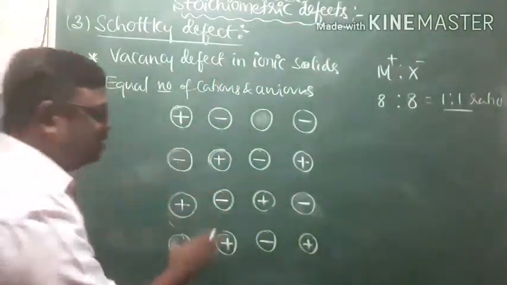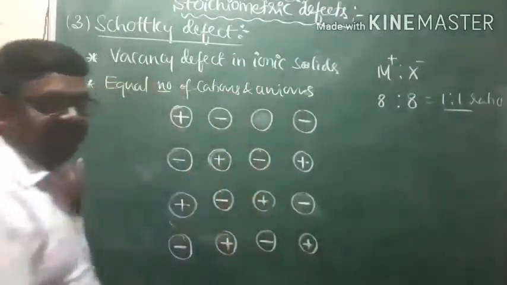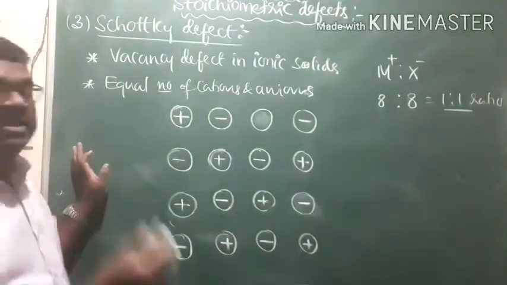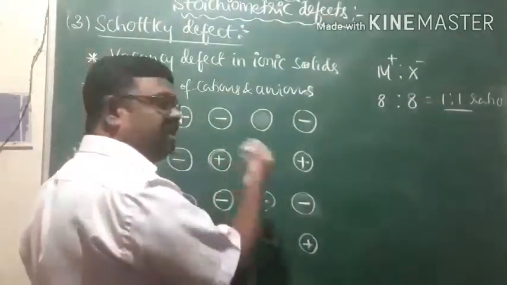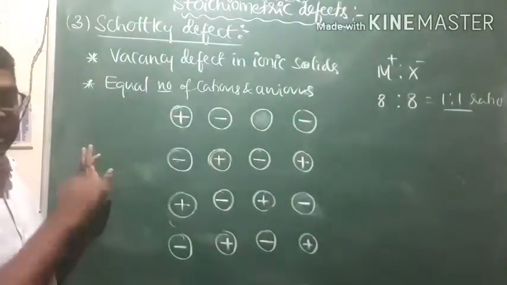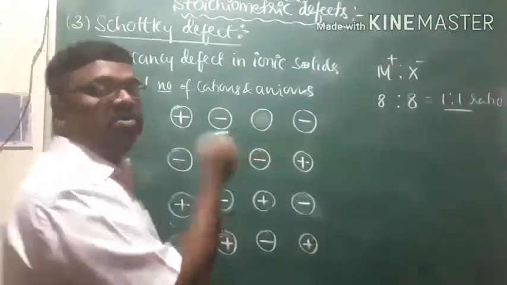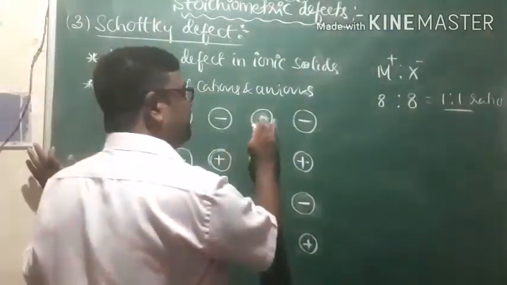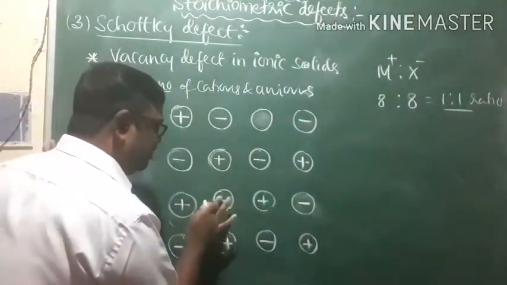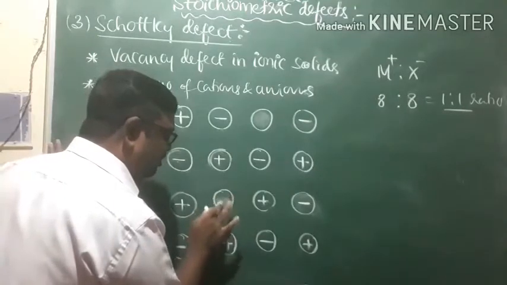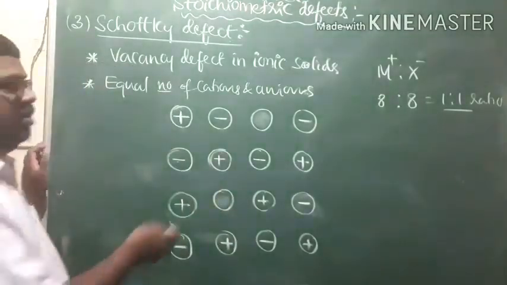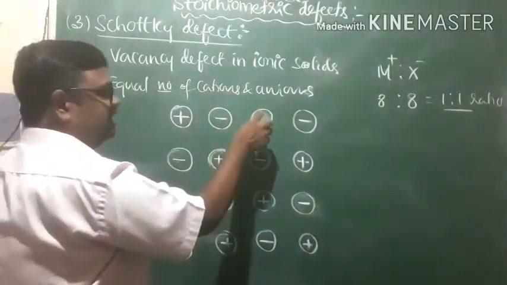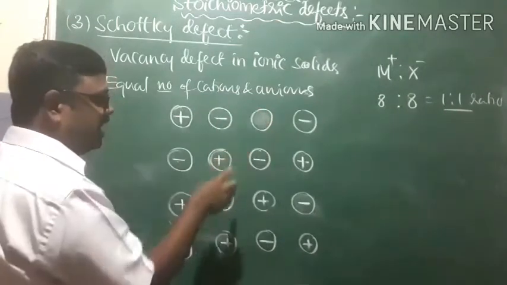Or you can say the number of positive and negative charges will be increased. Then in a crystal, there is an imbalance in the number of positive charges and negative charges. So the number of positive charges will not be equal to the number of negative charges, is it not? Therefore, in order to maintain electrical neutrality, the same number of anions will be missing. Therefore, what we say in the definition is equal number of cations and anions.